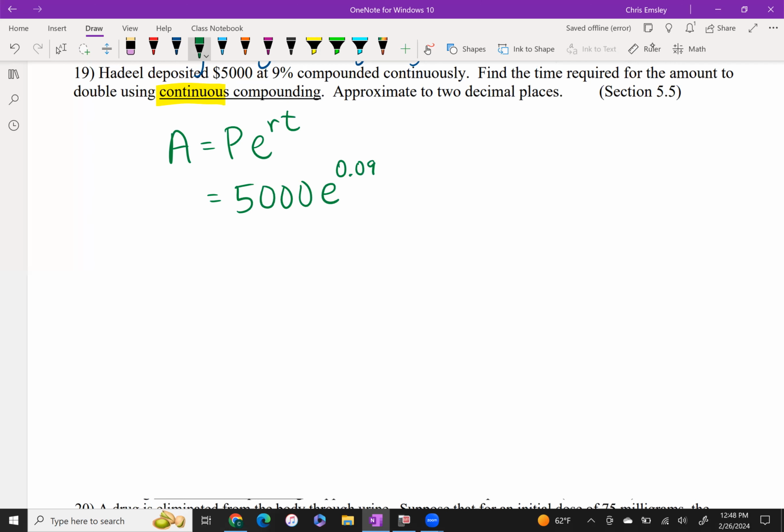And it says find the time. So we're solving for t this time for the amount to double. So if we started with 5,000, it doubles when it reaches 10,000. That would be our ending amount. So there's our equation we need to solve. Going to divide both sides by 5,000.